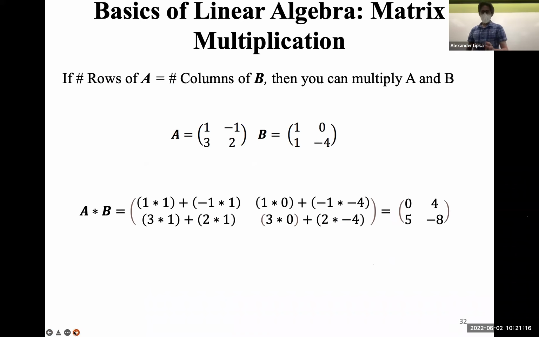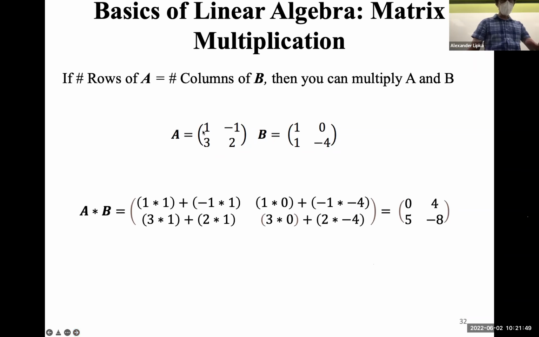And then the last basic thing, before we get into more complicated stuff, is matrix multiplication. What you need to have for matrix multiplication is that the number of columns of matrix A needs to equal the number of rows in matrix B. Then if that is true, you can do matrix multiplication.